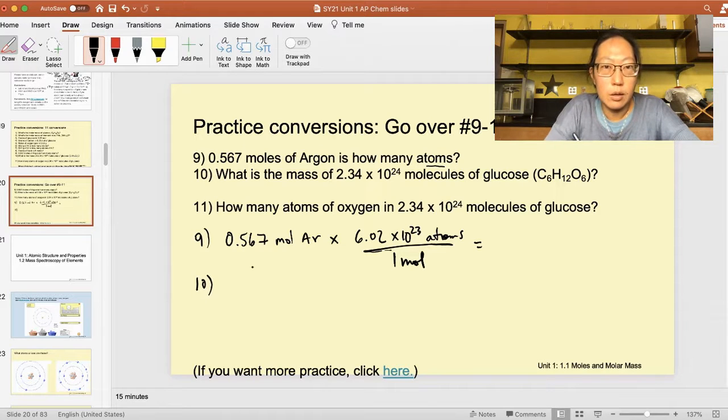Number 10, okay, so the mass of that many molecules of glucose. So again, here you're going to take 2.34 times 10 to the 24. This is molecules. Okay, so whenever we have to go from particles, small stuff, to mass, we have to go through moles. So again, we're going to use Avogadro's number. But this time that's on the bottom since we need to cancel out the molecules.